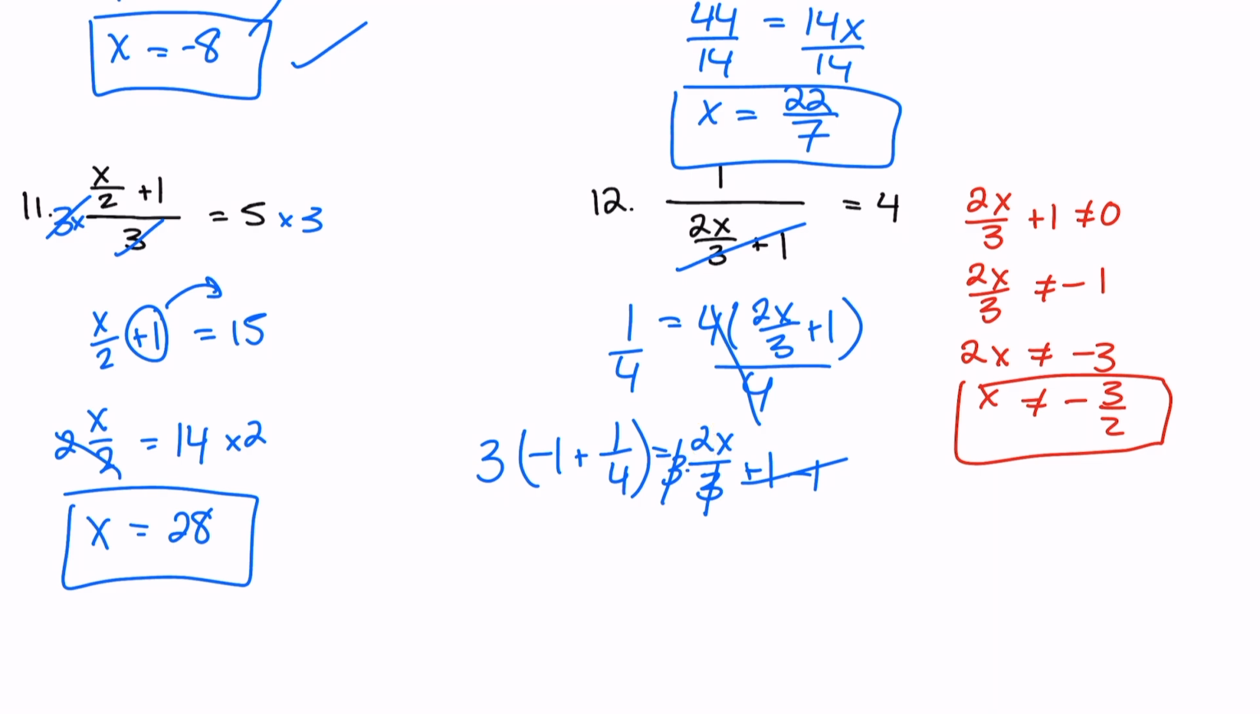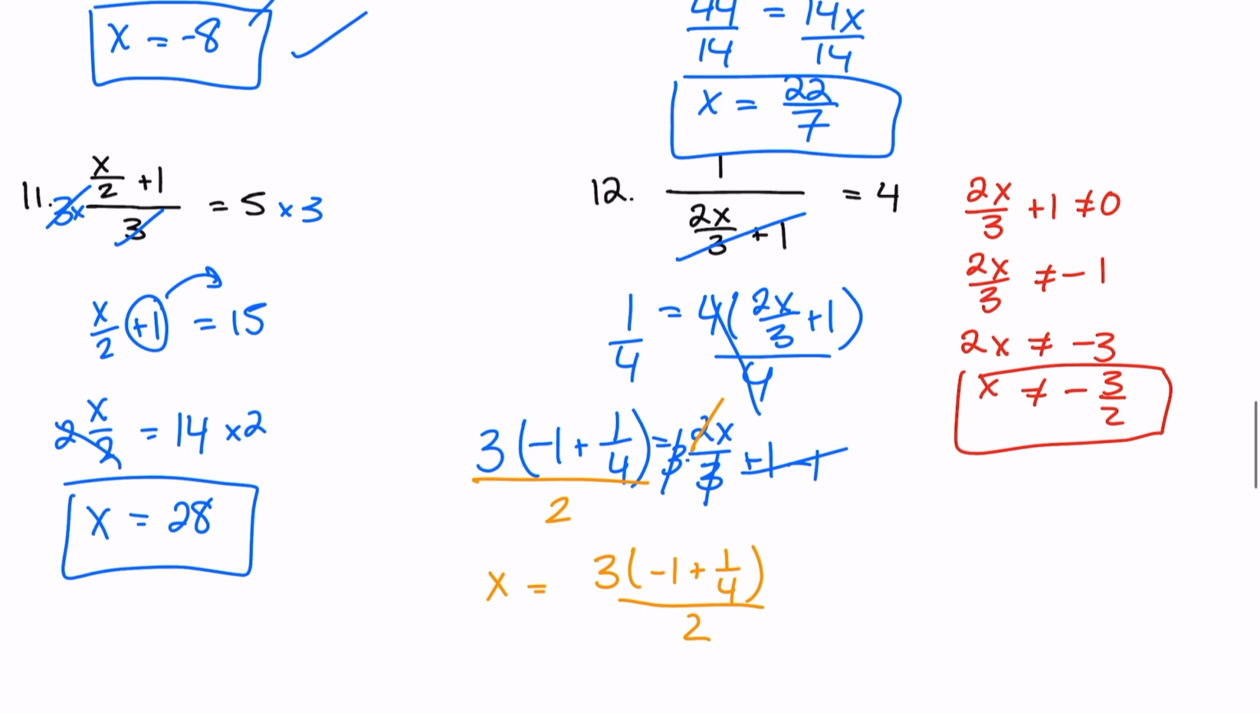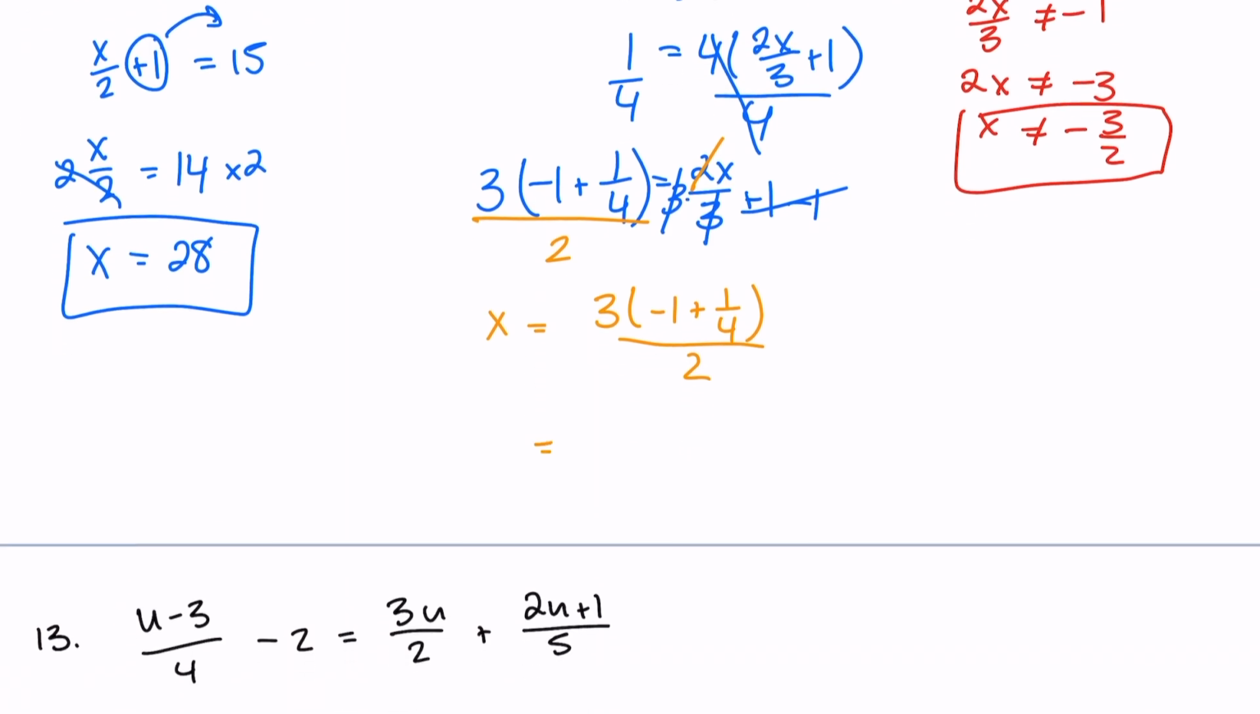So if we divide by 2 on both sides, it would cancel here, and then we end up with this. So now we would have x is equal to 3 times negative 1 plus 1 over 4, divided by 2. So now we just have to solve this. So that would be equal to 3 times, and now negative 1 plus 1 over 4. We need a common denominator, so I'm going to multiply negative 1 by 4 over 4. So that's going to give me negative 4 over 4 plus 1 over 4, all divided by 2.